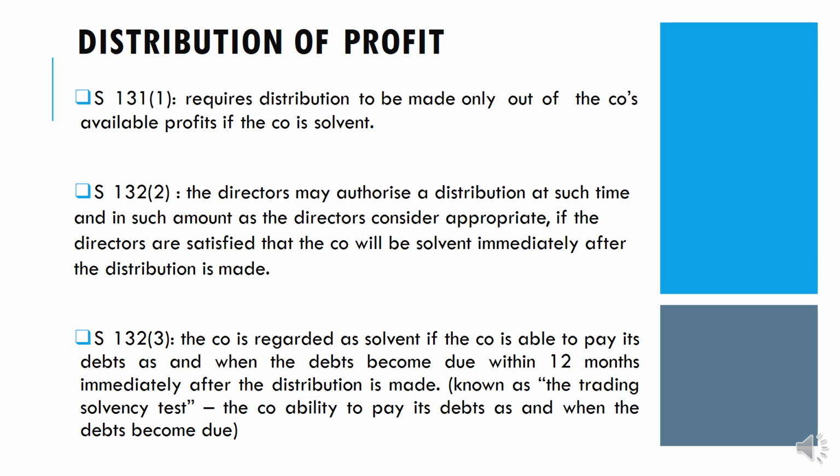Let's say a company got profits. The directors decided to distribute the profit. The directors must make sure that after the distribution of profit, the company still has sufficient funds to pay the creditors for 1 year. This is also known as the trading solvency test: the ability of the company to pay its debts when the debts become due, so for 12 months.